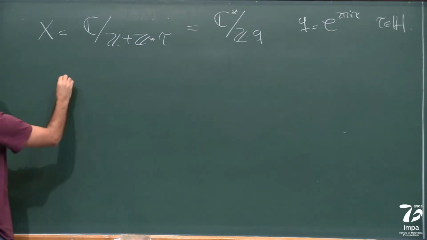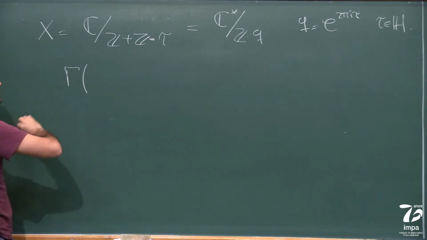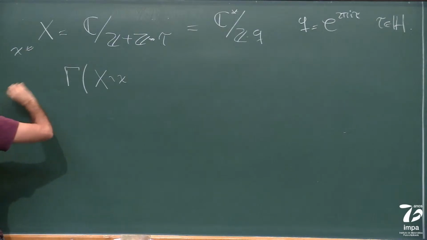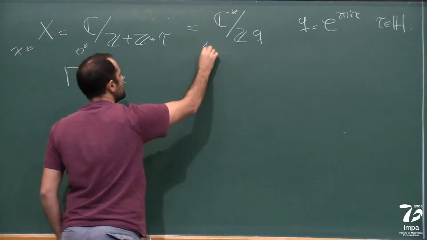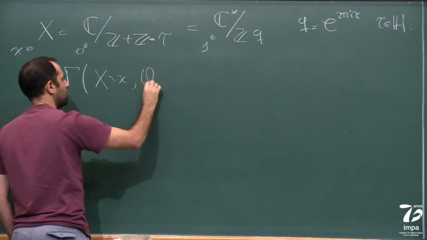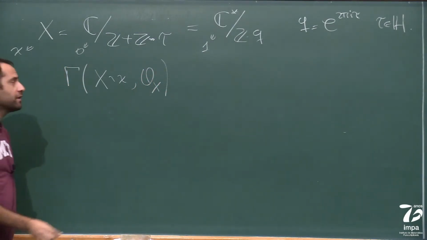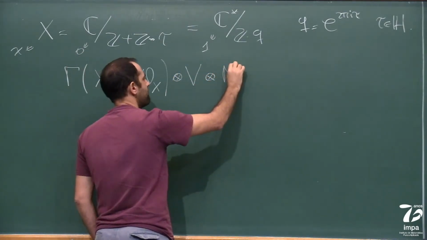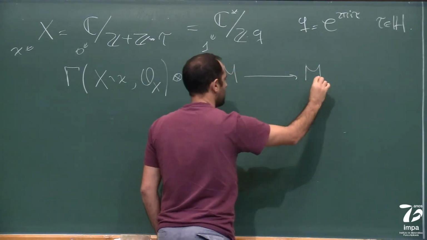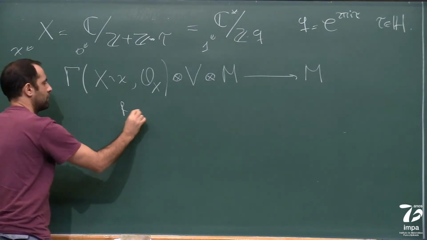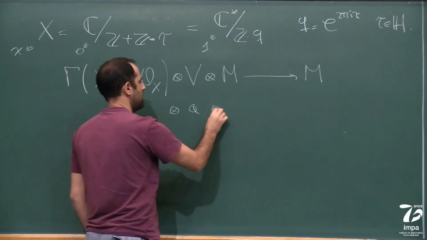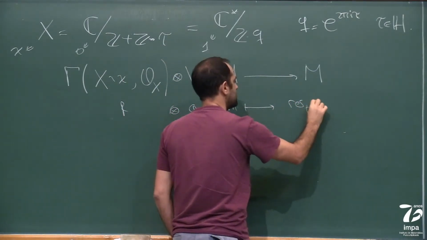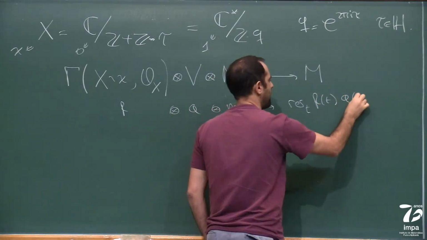And remember how our complex went? Our complex was: we take functions on our curve minus our little marked point. The marked point here corresponded to 0 in C or 1 in C star. So we allow poles along that point. We take a vector in V, we take a vector in a module, M, and we map to M by taking the residue map. So this was f, a, m, and we mapped it to the residue at t of f(t), a applied to m.